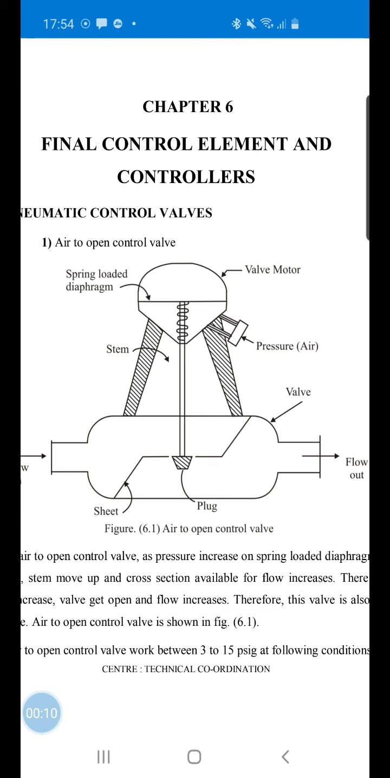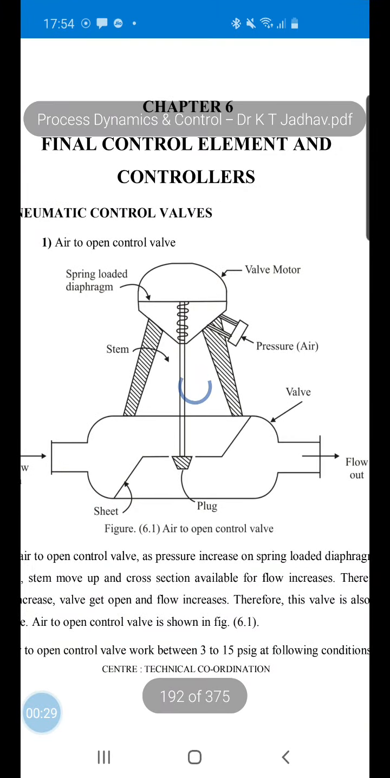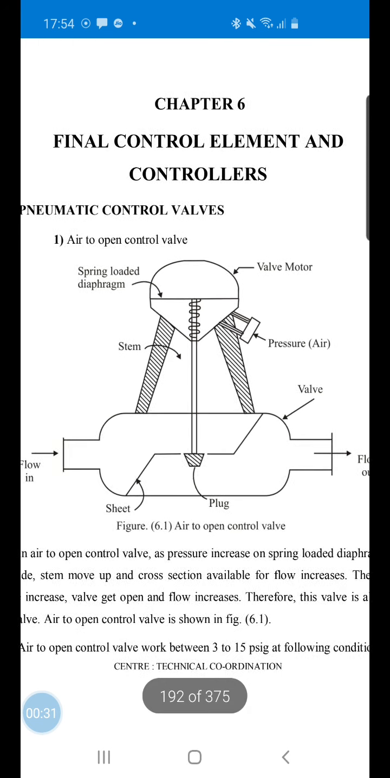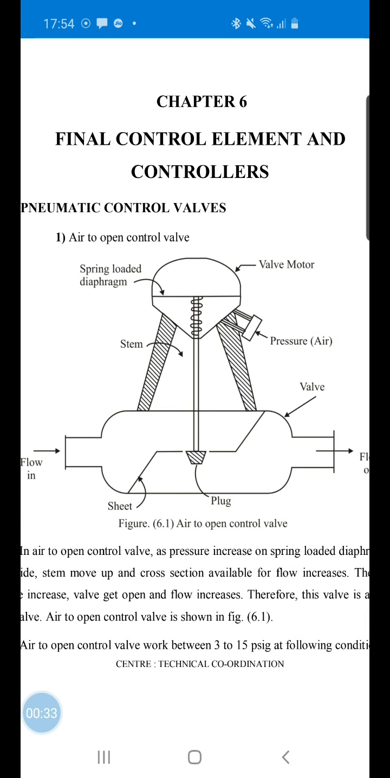Discuss Chapter 6 from Process Dynamics and Control on Final Control Element and Controllers. In this chapter, we are going to discuss the types of pneumatic control valve, what is the range in which they work, and what will be the transfer function. Pneumatic control valves are classified into two types. One is air to open control valve and the other one is air to close control valve.